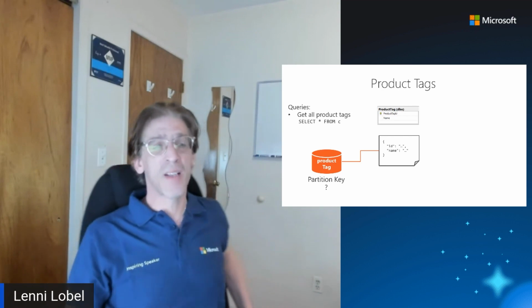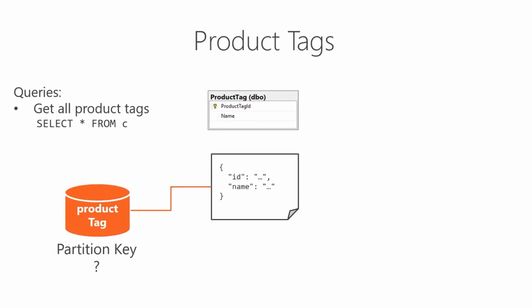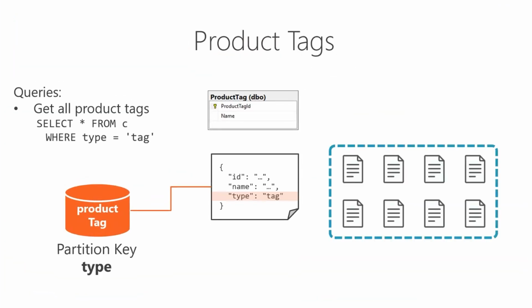We want to get all the product tags. It's a select statement that returns them all. So we'll add that type property only for the tag documents. We'll set the value to tag, right? And then by partitioning on the type property, all of the product tag documents are stored together in the same logical partition, just like categories.